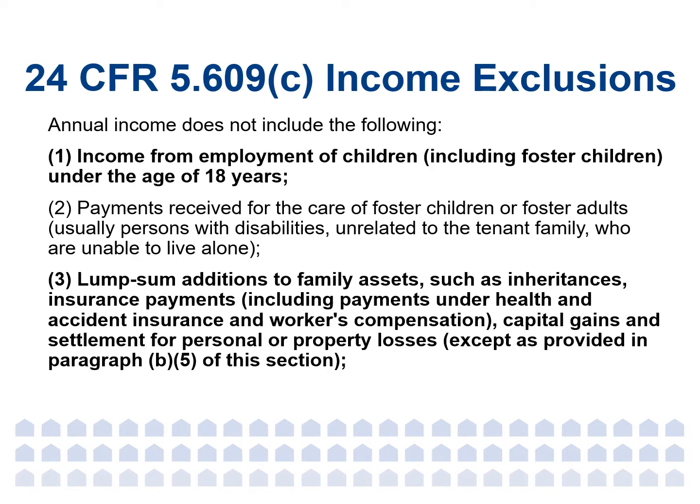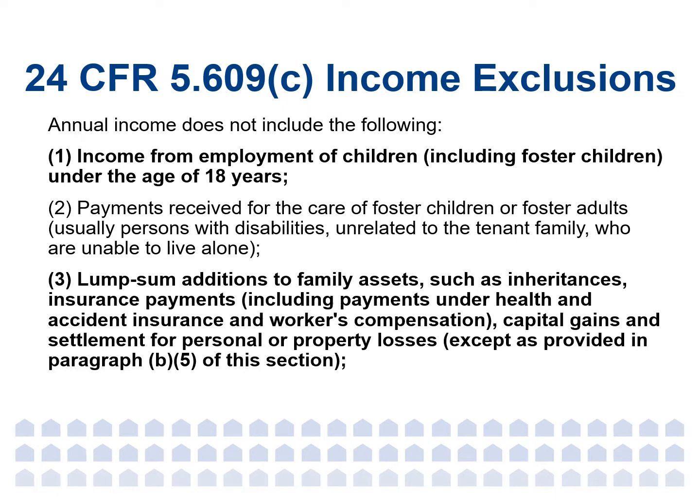24 CFR 5.609C lists income exclusions, which are types of money received that HUD does not consider to be income. I've included them all on the slides because it is important for anyone who is evaluating participant income to be aware of them all. However, some of them are unlikely to come up in our programs. For example, Nazi-era reparations. I'm going to point out the ones that I put in bold as they are the most common ones we see in our programs.